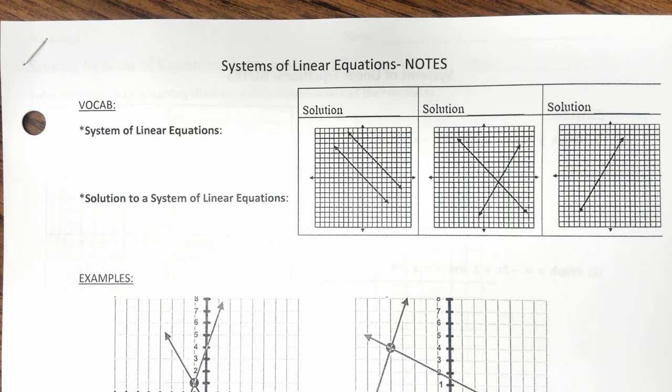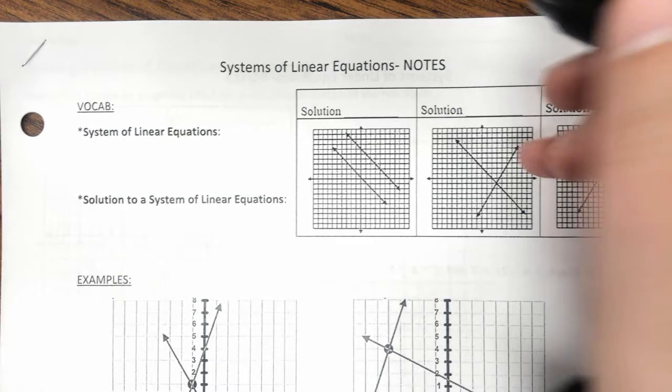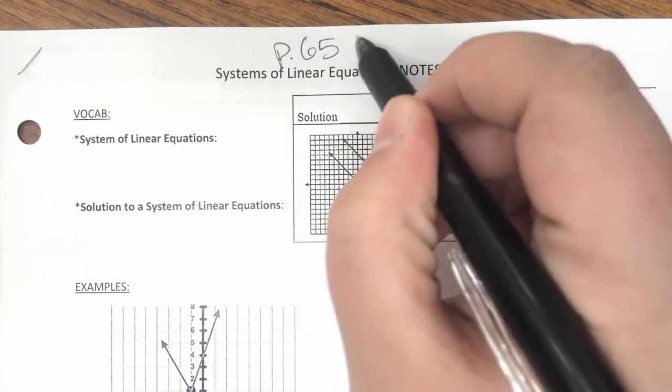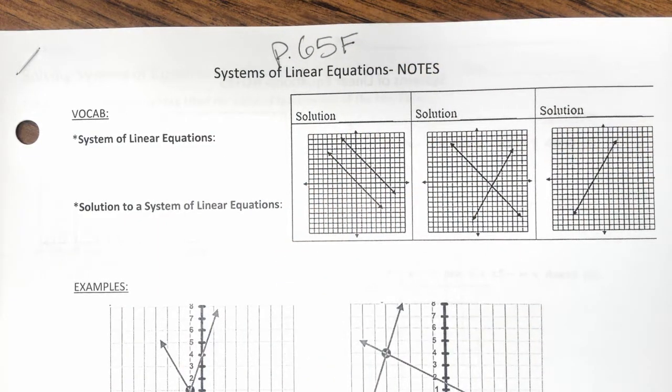In this video, we're going to go over the notes for systems of linear equations. This is page 65 on the front, so 65F for your binders.